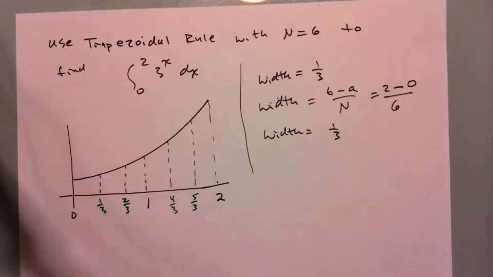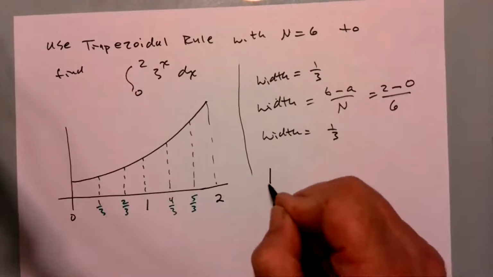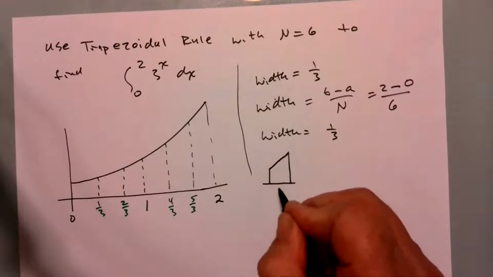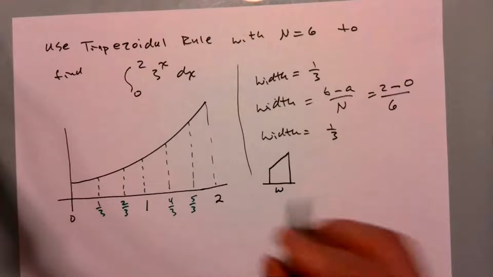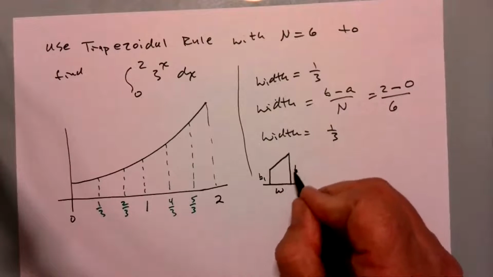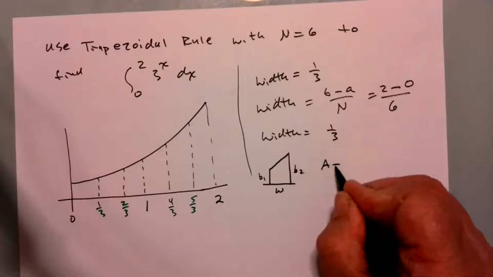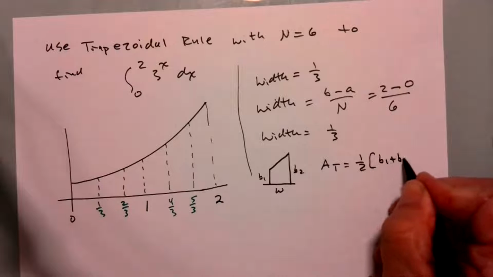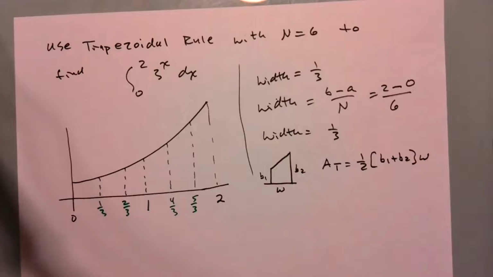Now remember how we did this. We have a base here. Here's our trapezoid. Here's our height, which is really the width. So this is base 1. This is base 2. So the area of the trapezoid is the average of the bases, 1/2 b1 plus b2, times the width, which is b minus a over n.